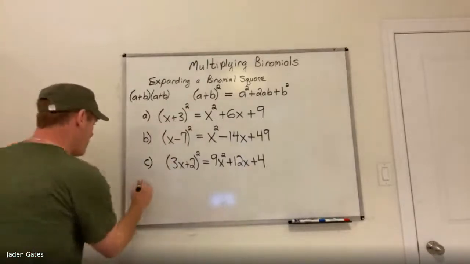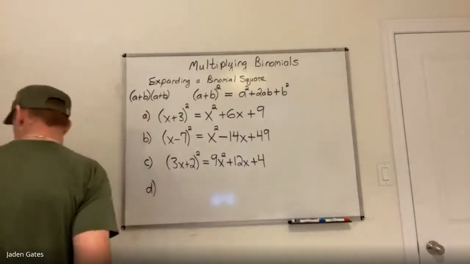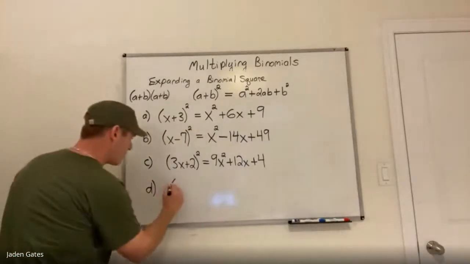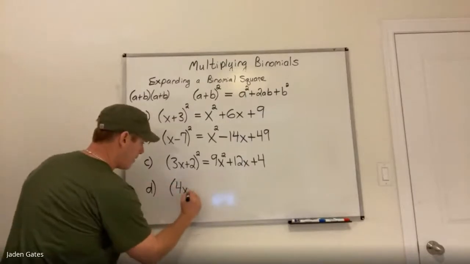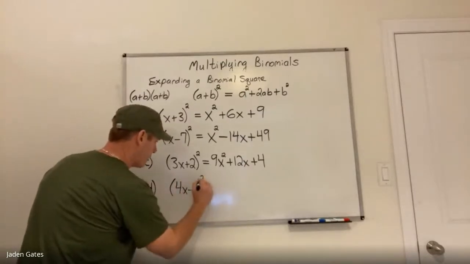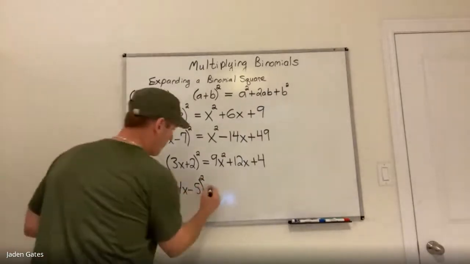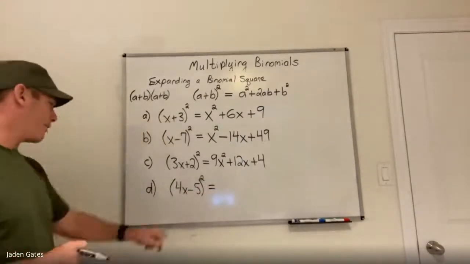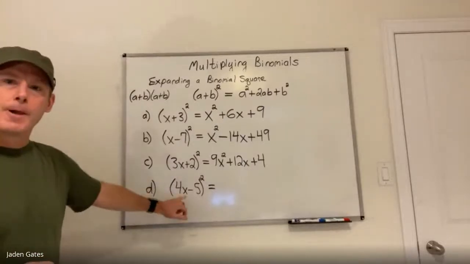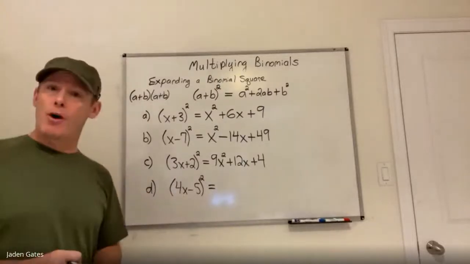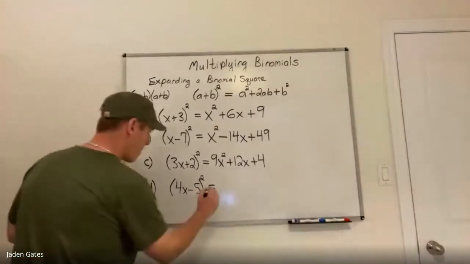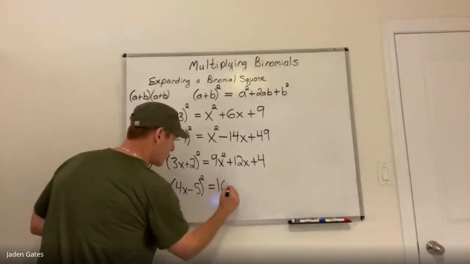All right, last one. Short lesson to start us out here today. 4x minus 5 squared. All right, so once again, I'm going to follow my formula. All right, so I have to square my first term, which again means you have to square both pieces. So I square the 4 and I square the x.